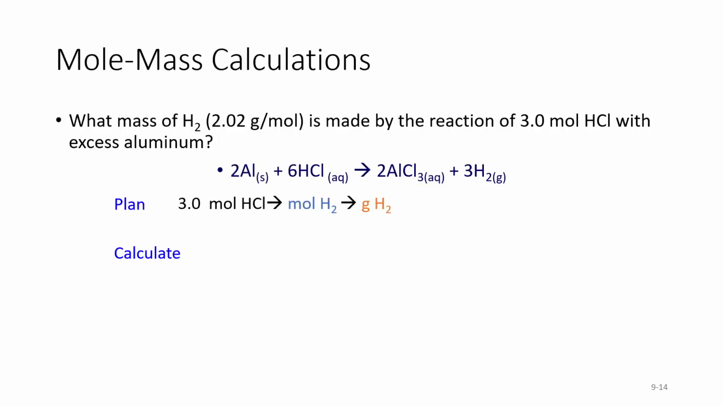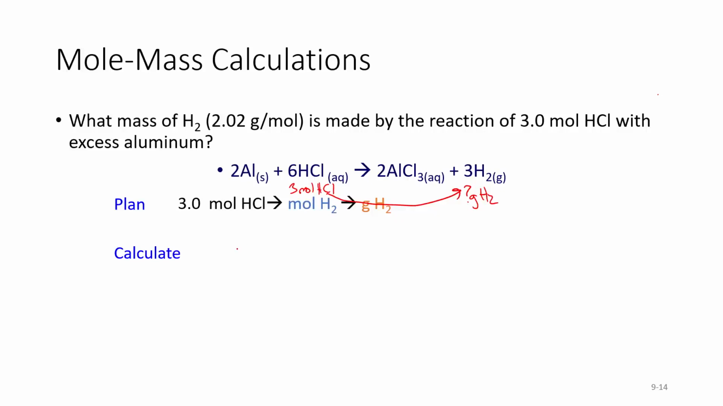Okay, so now we're going to get into grams. So we talked a little bit about moles, then we went into molecules, and now we're going to talk about grams. So in this problem, what mass of H2, so question mark grams of H2, is made by the reaction of 3 moles of HCl? So we're going from moles of HCl to grams of H2.